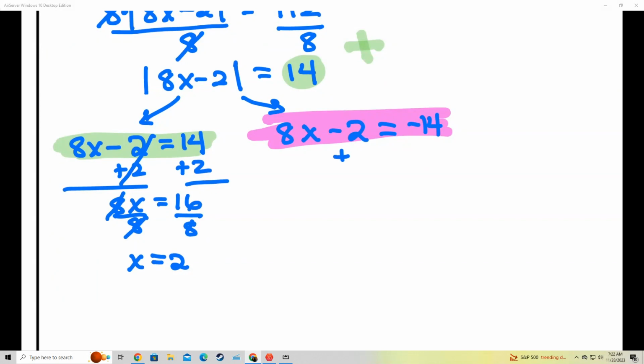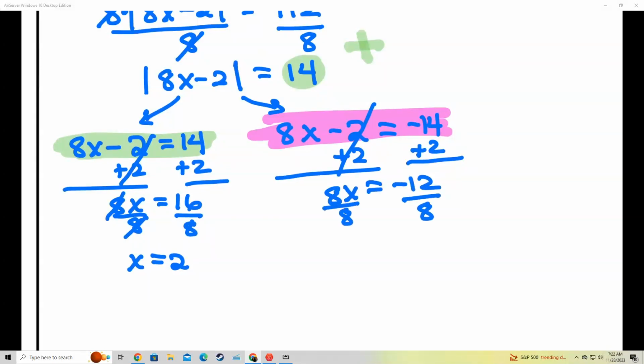In this case, I'm going to go ahead and add 2 to both sides. 8x equals negative 12. Divide both sides by 8. X equals negative 12 over 8. However, on formative, they're not going to like that answer because your fraction can be simplified by 4. And if I divide the top and bottom by 4, I get negative 4. Nope, just kidding. Negative 3 over 2.